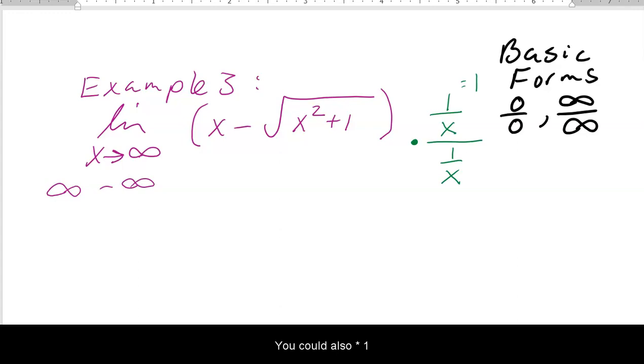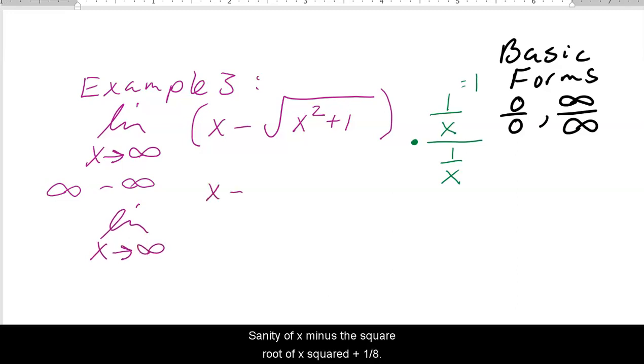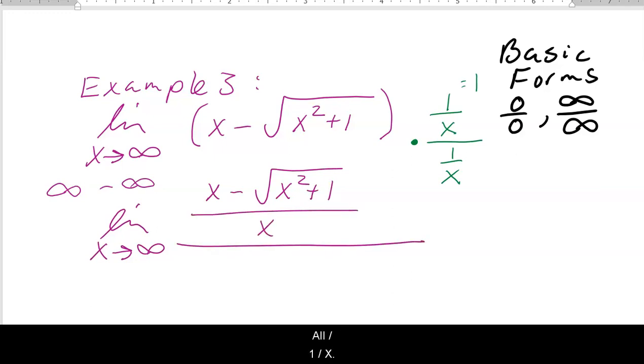You could also multiply by 1 over x squared over 1 over x squared. Any fraction of this form should work. When I complete this, this is going to give me a new version of the limit, which is going to look like the limit as x approaches infinity of x minus the square root of x squared plus 1, over x, all divided by 1 over x. Now when I'm looking at this and I'm trying to determine what's going to happen, I need to do some simplification. How can I simplify what's in the numerator?